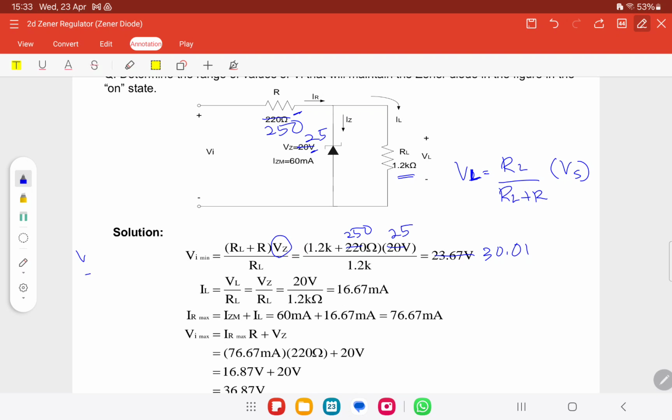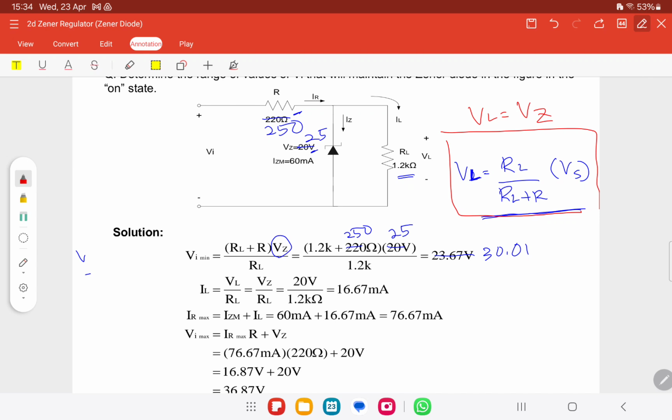Okay, for those yang masih lagi confused on the VI min formula, it actually comes from the voltage divider here. This one, okay, comes from this red box. VL ni is the VZ lah.